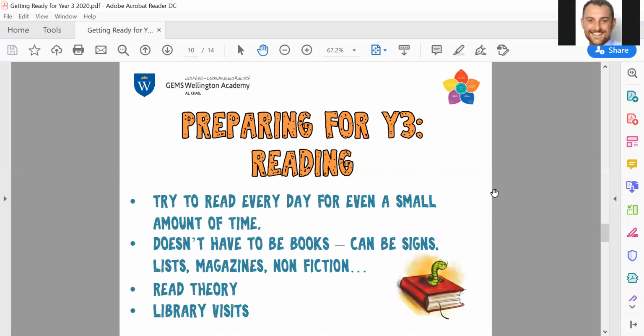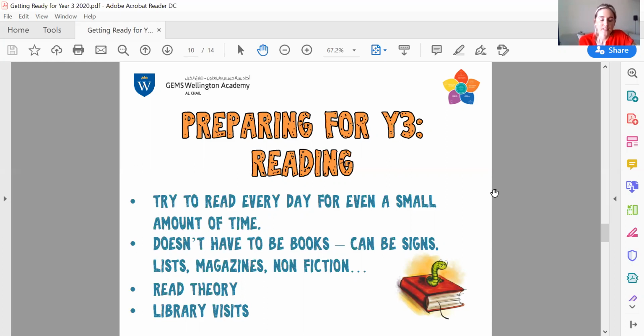So I was thinking about the sorts of questions that you might have, and one that always comes up is how can we prepare the children for Year 3? So I've split it into 3 parts. We've got preparing for Year 3: reading, writing and maths.